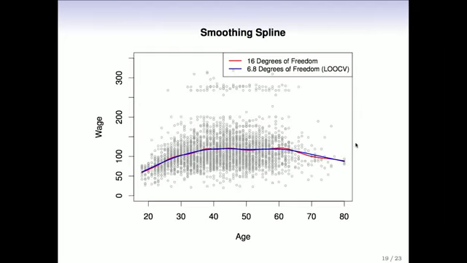Okay, so here's an example. These two functions look almost the same. One is using 16 degrees of freedom, fixed degrees of freedom for the smoothing spline. And the other used leave-one-out cross-validation, and it ended up picking 6.8 degrees of freedom. So that probably raises some eyebrows. How can we have 0.8 degrees of freedom? 6.8. Well, the effective degrees of freedom formula doesn't guarantee you an integer, and so you can have effective degrees of freedom in non-integer values.